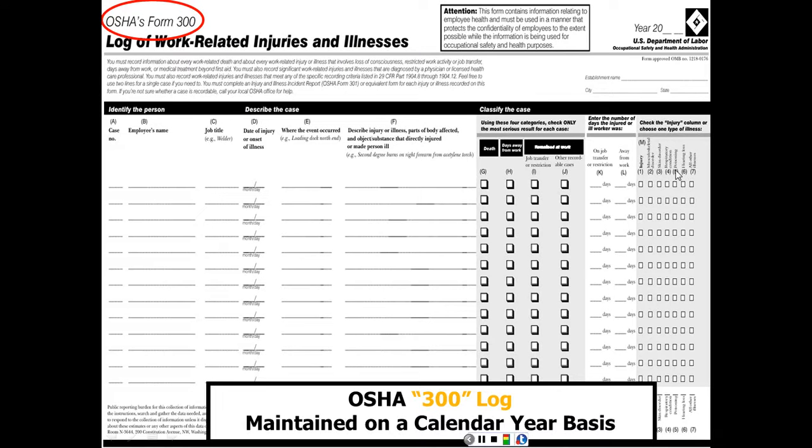Again, this form is available in your book, so you can look at the details, because sometimes on the screen here it's very hard to read the details of the form. So this is the OSHA 300 log, and it's going to be maintained on a calendar year basis. Year round you're going to fill it and you're going to submit it on an annual basis.